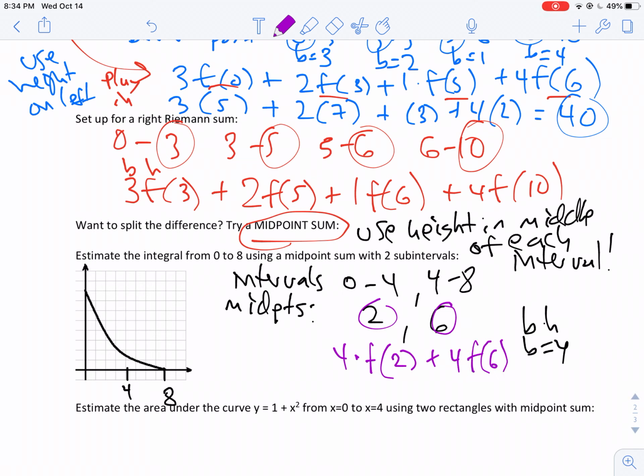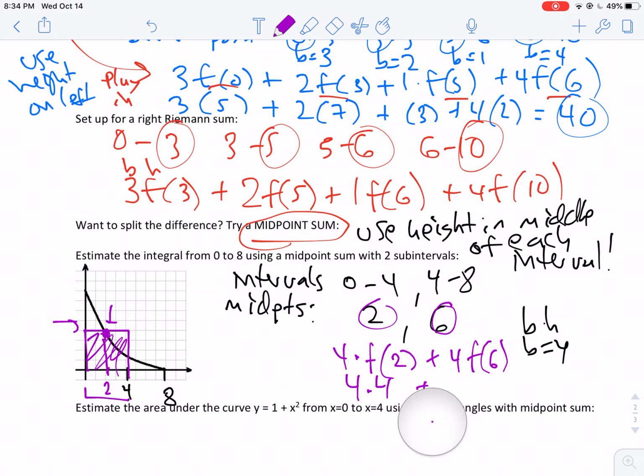Now, graphically, what this is doing is saying, okay, here's my interval. The middle of this interval is 2, so I'm going to use the height at 2, and then just draw the rectangle in both directions to the side, and use that area. So you can see this a little better, right? It underestimates a little here, it overestimates a little there, but it's probably a little better than the left and the right Riemann sums. Not always, but in a lot of cases.